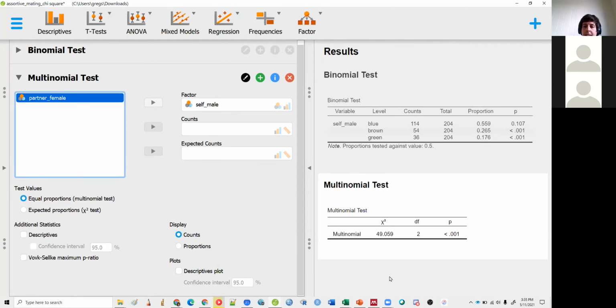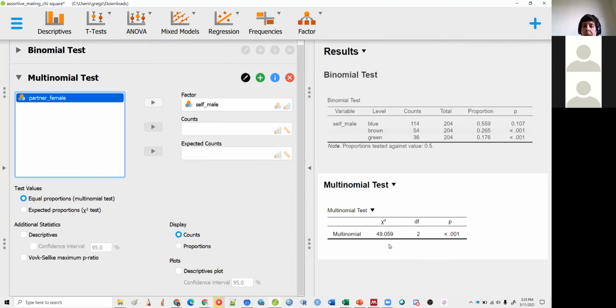But the multinomial test is basically what we would get if we followed the hypothesis testing procedure and tried to calculate the chi-square test statistic using the tabular format we saw in the lecture slides, where you look at the observed values, calculate the expected frequencies, and divide the squared differences by the expected frequency. What you would get is a chi-squared value of 49.059.